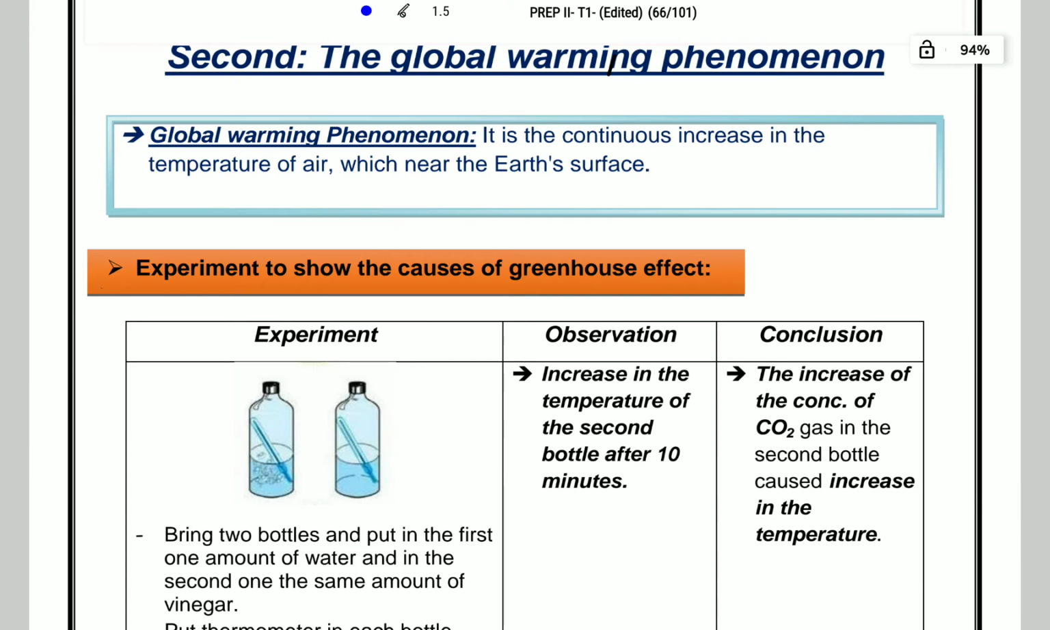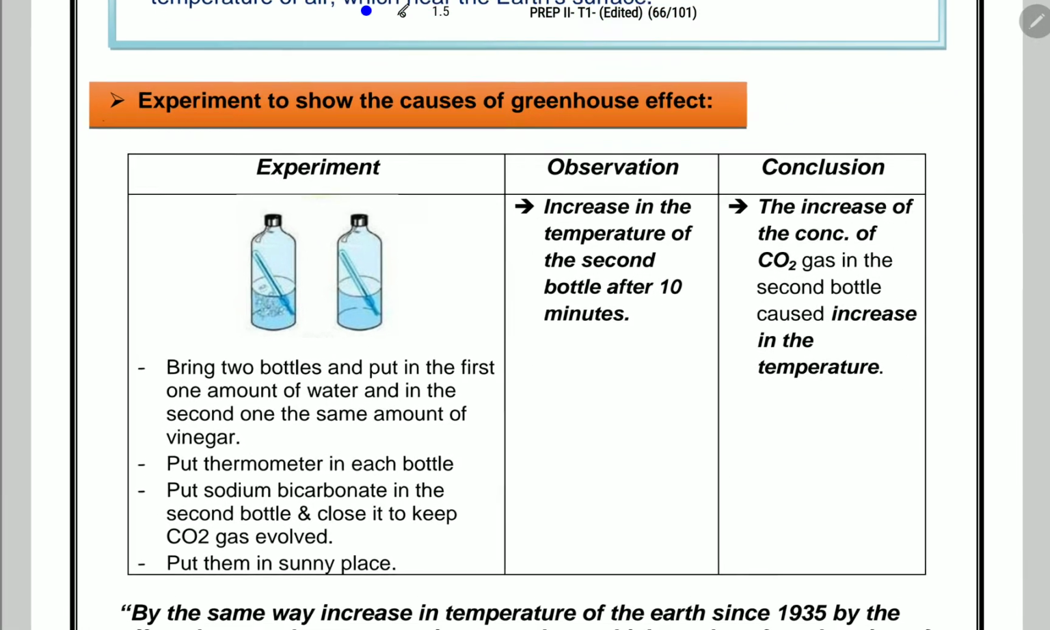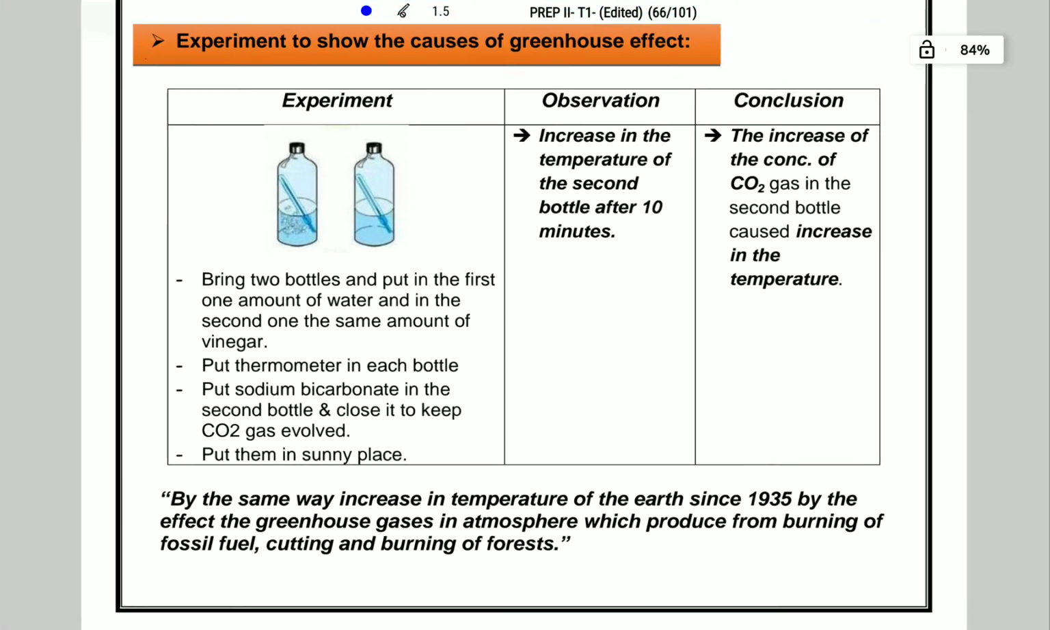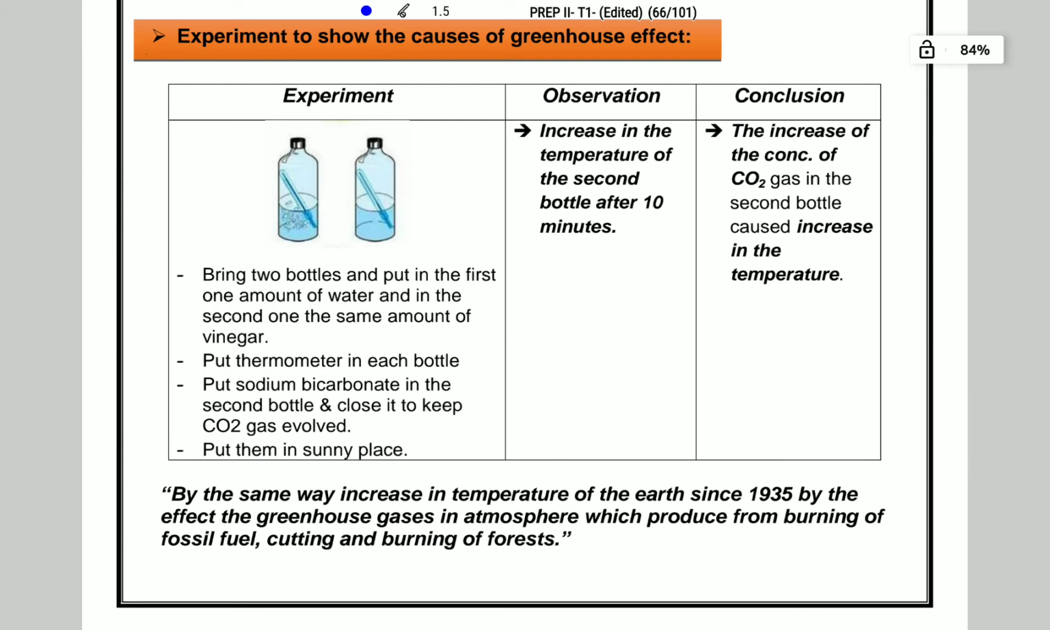The second problem is called the global warming phenomenon. It's the continuous increase in the temperature of the Earth near the Earth's surface. When the temperature increases too high, it causes what is called global warming. And to understand this, we're going to conduct the following experiment.